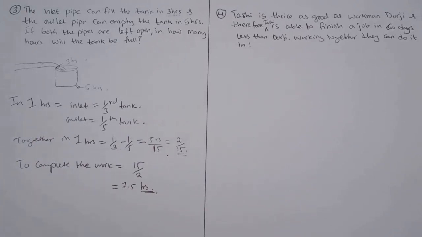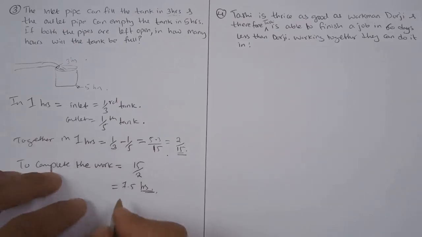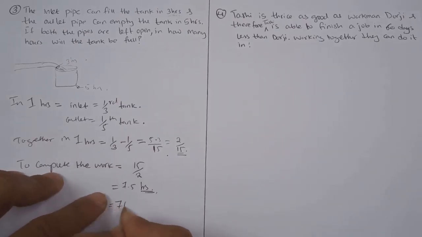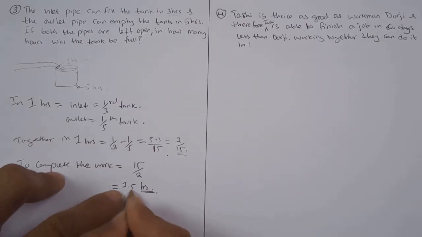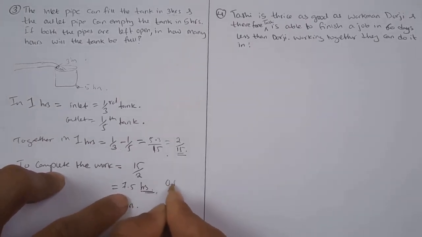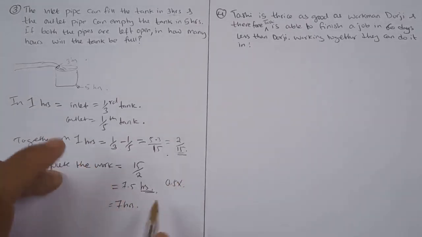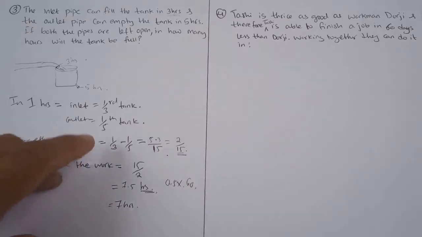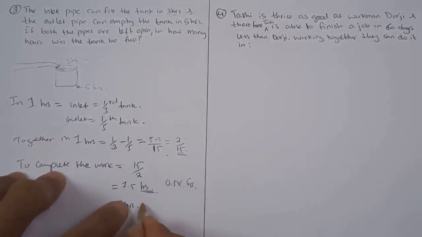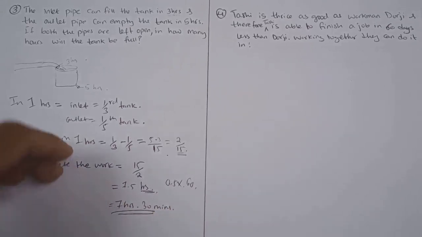So the answer is 7.5 hours. To express it in hours and minutes, it is 7 hours plus 0.5 hours. We multiply 0.5 by 60 minutes, since 1 hour is 60 minutes, and 0.5 times 60 is 30. So 7 hours 30 minutes is the answer.